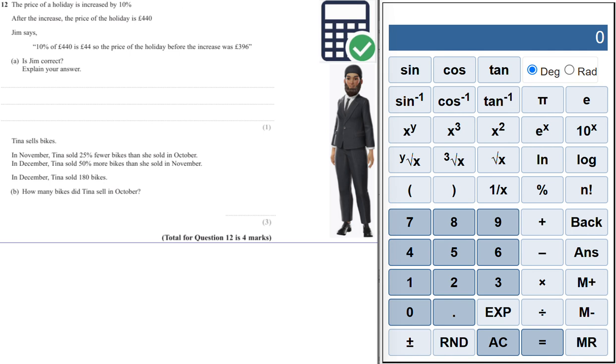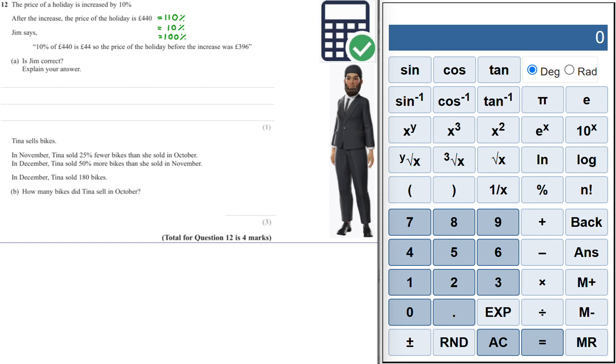So what we're going to be doing is considering this 440 to be after the increase by 10%, which works out to be 110%. Now what we need to do is drop this down to 10%, and then multiply this up so we can get the original value, which is going to be 100%. To do that, we need to divide from here to get to here.